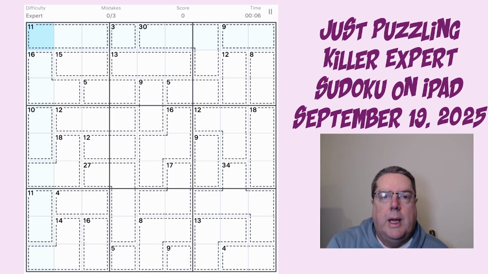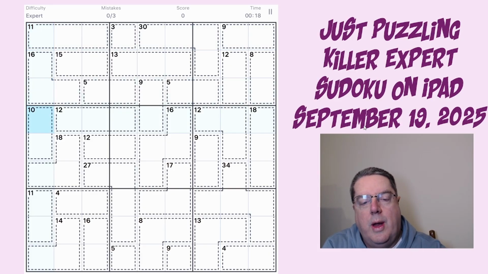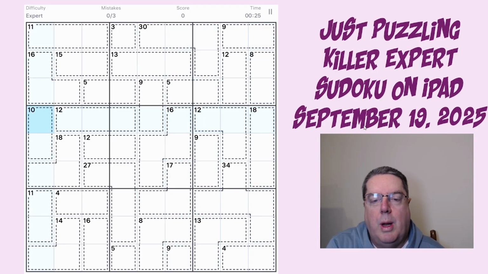Today we're going to do a Killer Sudoku at the expert level on my iPad. I will explain to you the rules, and then some of my sort of code, and then we'll get into it. Alright, so the rules are the same as any Sudoku rule. Every column, every box, and every row must contain the numbers 1 through 9.